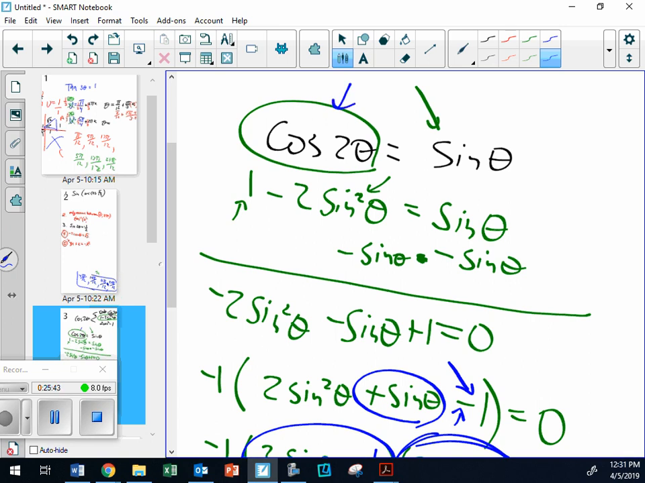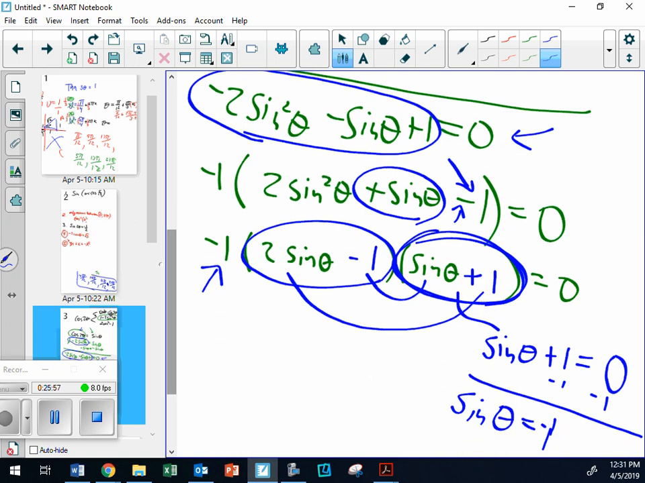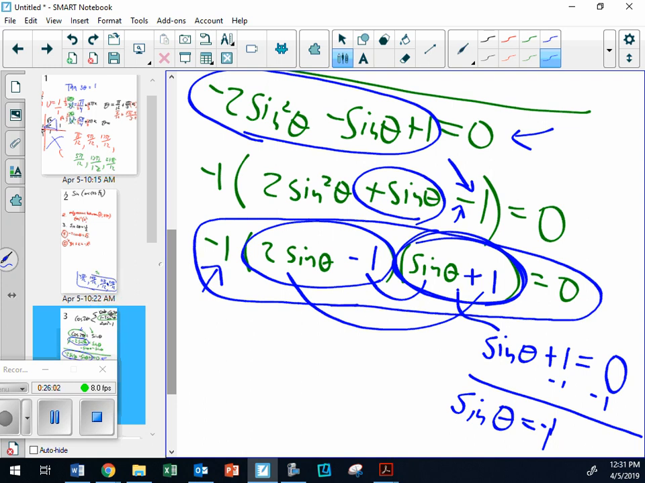But what it boils down to is you do a key substitution at the beginning. For cosine 2 theta, you can look it right up on the sheet, it's 1 minus 2 sine squared theta. And then I just rearranged it until it was all on one side and equal to 0. That's what you do with any quadratic. And then I factored it. Yay, I felt like I was done, but I wasn't, because then I had to break each piece and set it equal to 0.